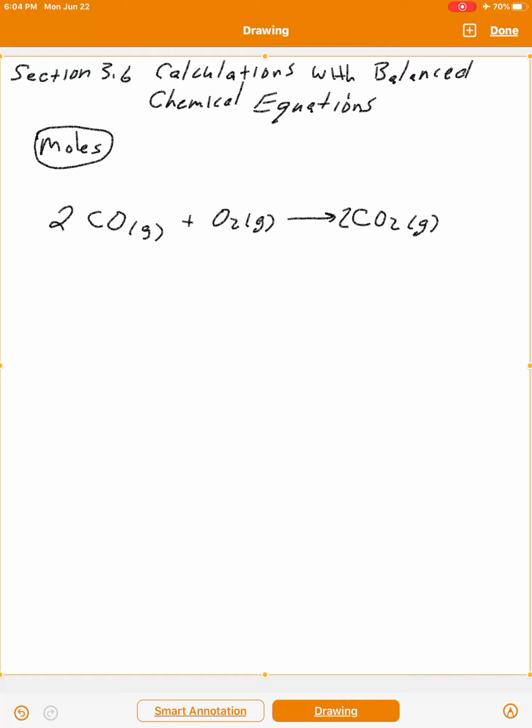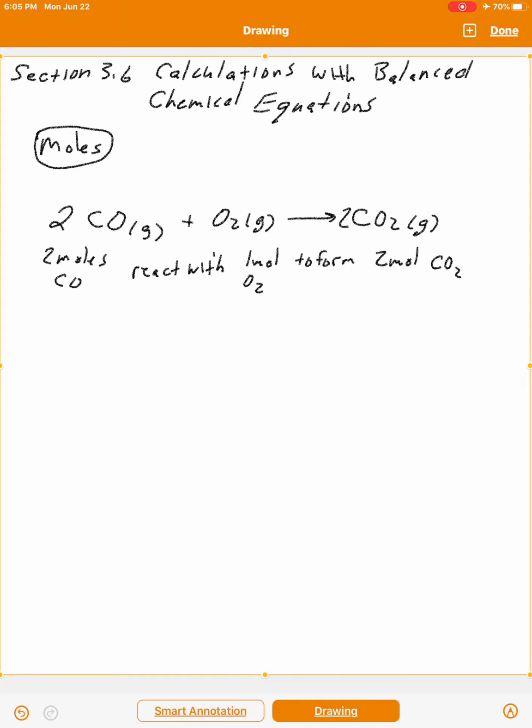One way to interpret this equation is ratios. And the ratios that we would say are that 2 moles of carbon monoxide react with 1 mole of oxygen gas to form 2 moles of carbon dioxide. That's an interpretation of the meaning of that.